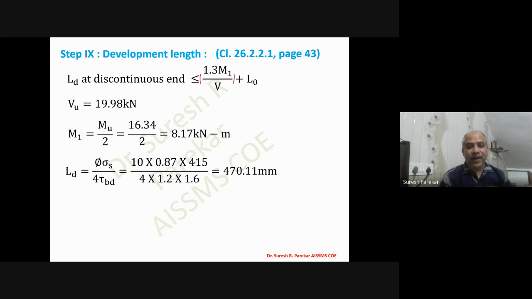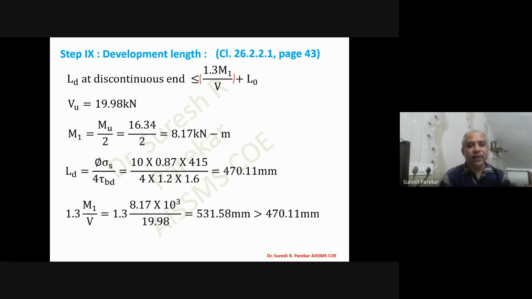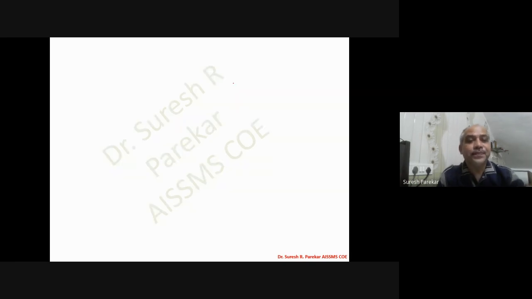Ld we have formula 0.87 fy phi upon 4 tau bd. So we have 60% increase in this, and tau bd value we have 1.2, and that will give me the value of Ld, that is 470.11 millimeter. Now we will calculate 1.3 M1 by V. We got 531.58 millimeter, greater than 470.11, which is our requirement. So we need not go for any hook allowance or any hook over there.